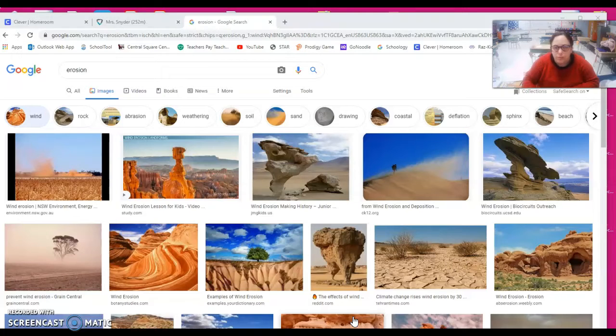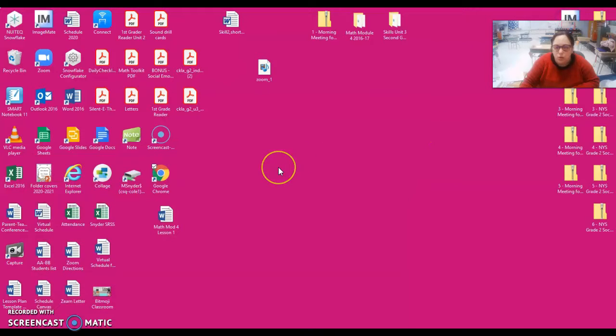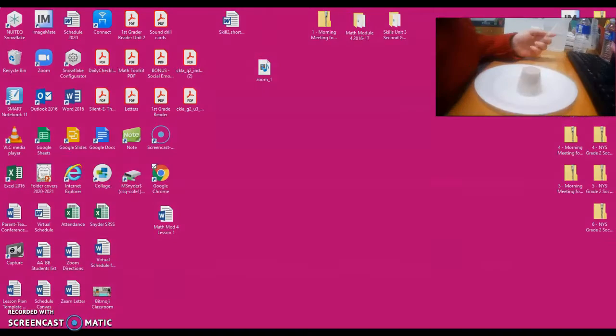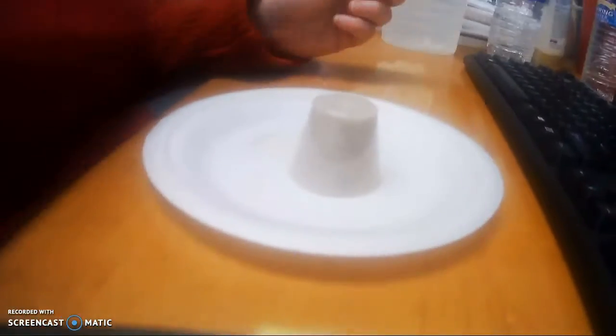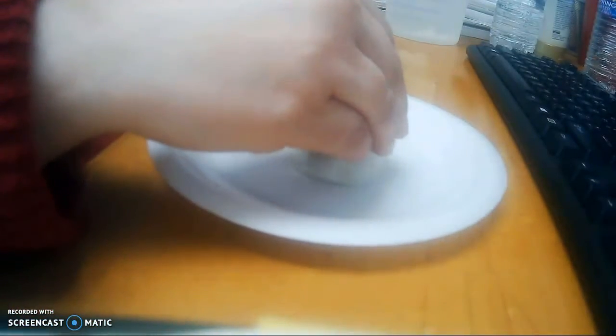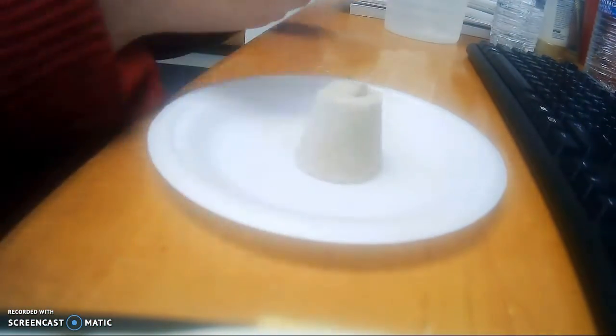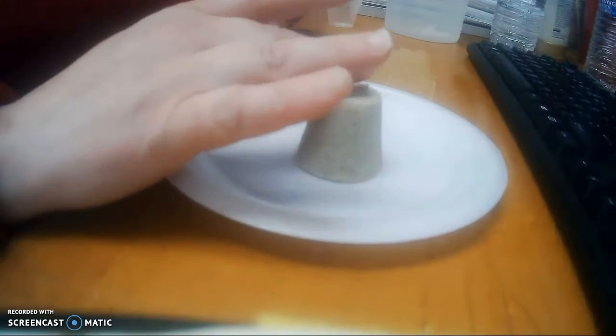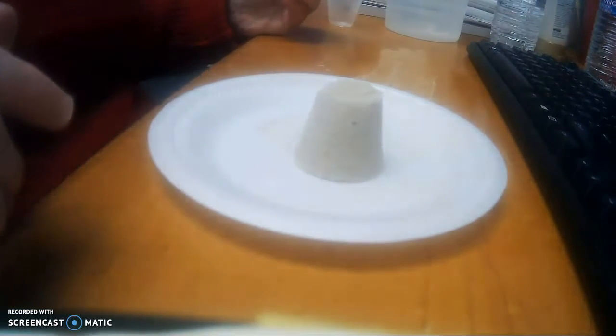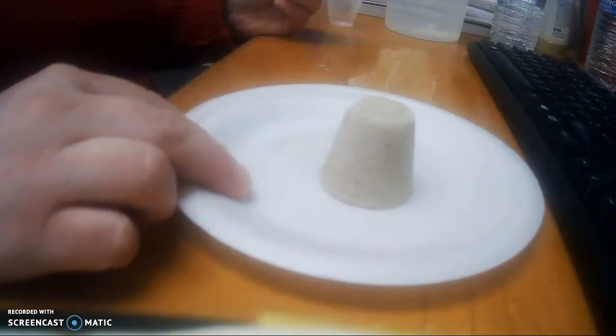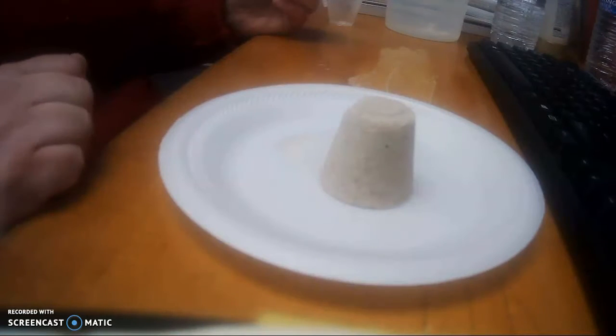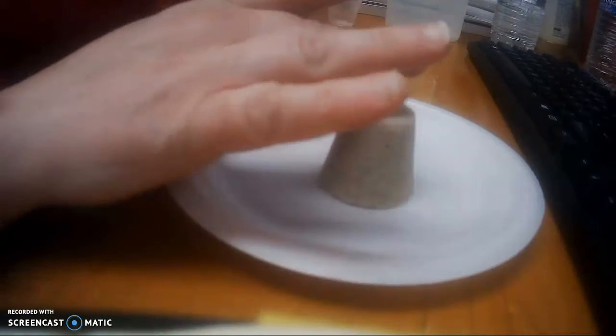So today's experiment, I am going to go ahead and show you what water erosion can do to sand. So right here I have a mound of sand, right? I'm going to take my cup off, and there's my sand. Looks like a little hill, right? So now what I'm going to do is place 40 drops of water on my sand hill. Now look at my sand hill.